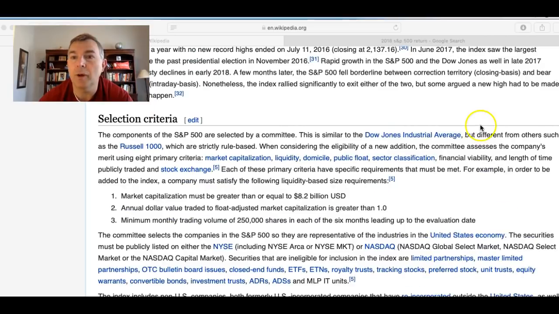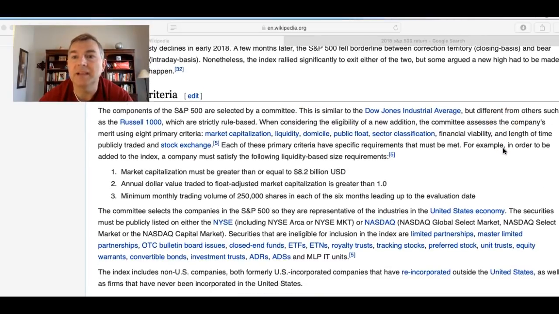And by the way, let's just see, I'll show you the selection criteria. When considering the eligibility of a new addition, the committee assesses the company's merit using 8 primary criteria. So the S&P 500 is an actively managed index, by the way. It's not as actively managed as trading all the time, but it's something to consider anyway. So active management is not dead. Why? Because of the S&P 500.